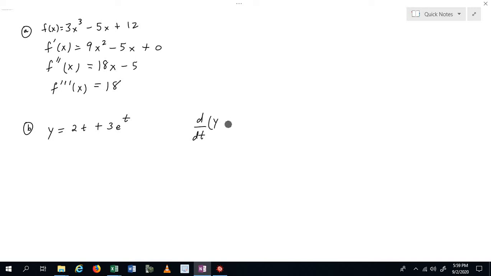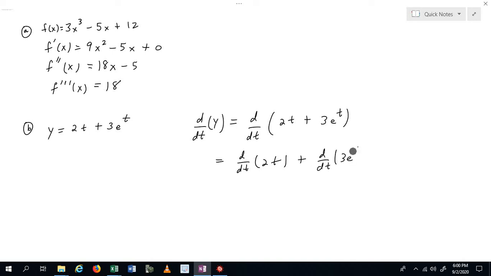Okay, so the first derivative of y with respect to t would be the derivative of this, this is equal to y, right, 2t plus 3 times e to the t. Okay, so let's find out what that is. In fact, let me break this up, you can break it up across addition, right? So you can find the derivative of this first piece and add it to the derivative of the second one. But the derivative of this is simply 2, right?